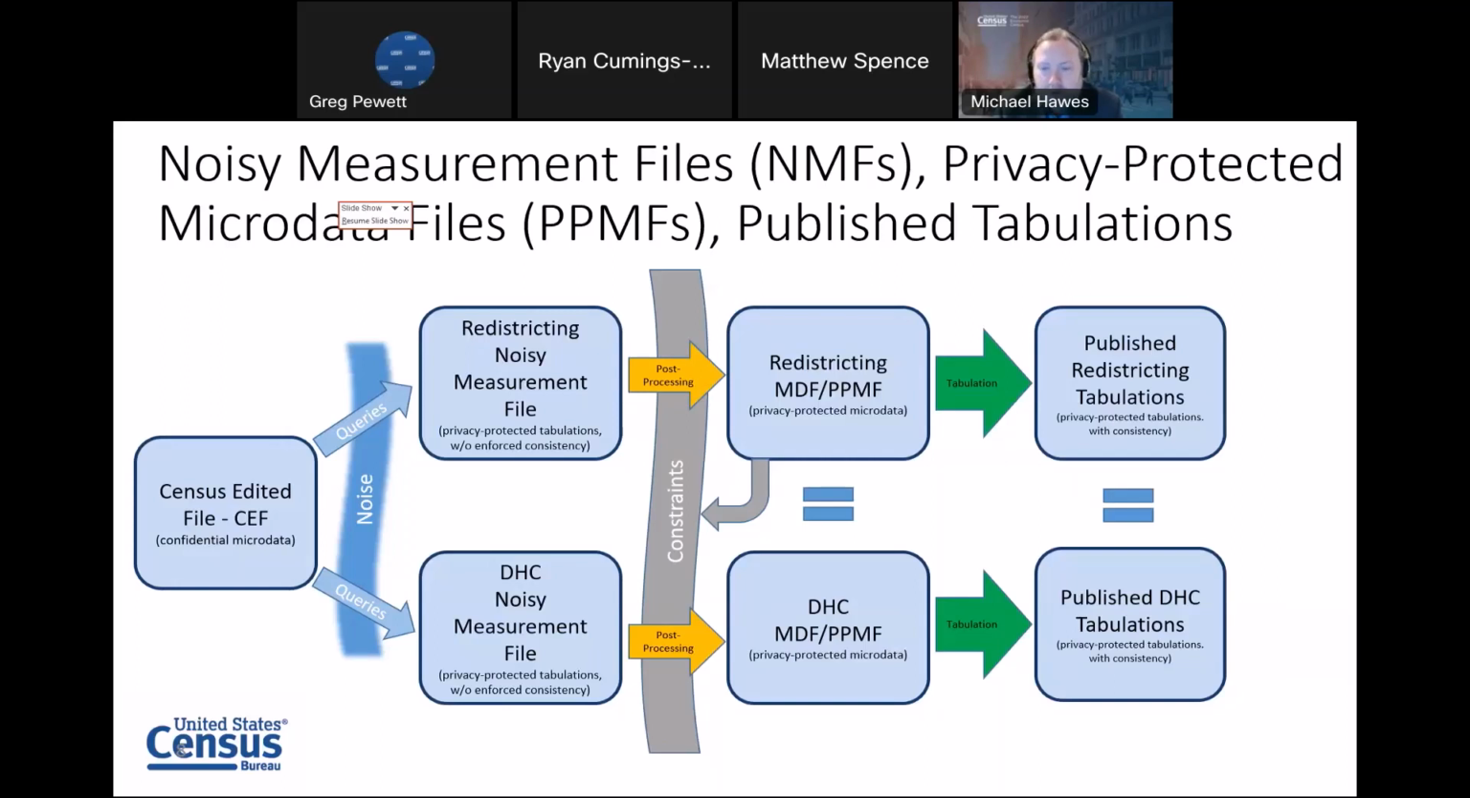That is essentially an individual level record for every person in the census that then gets tabulated into the published redistricting tabulations that formed the 2020 census redistricting data summary file. So you've got the CEF to the noisy measurement file, through post-processing to the privacy protected microdata, which are then added up to become the published tabulations. Next slide, please.